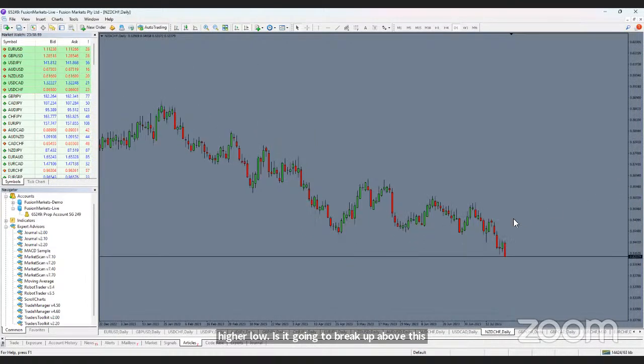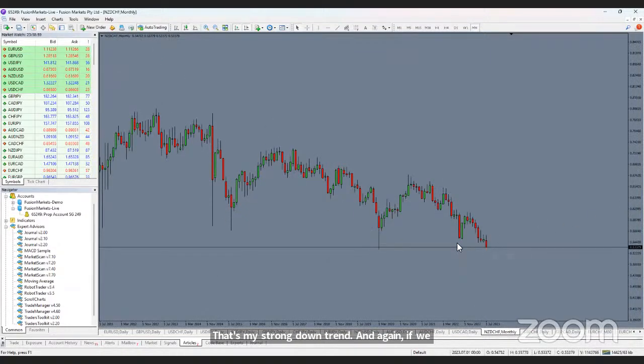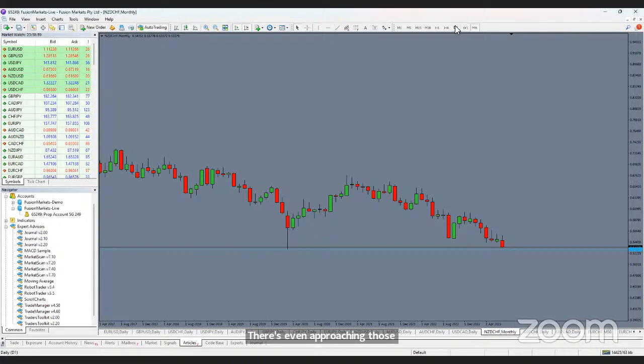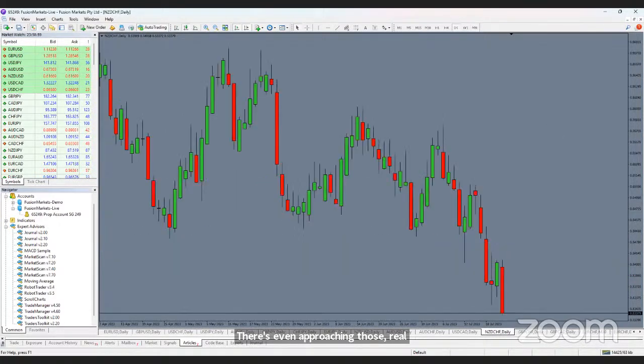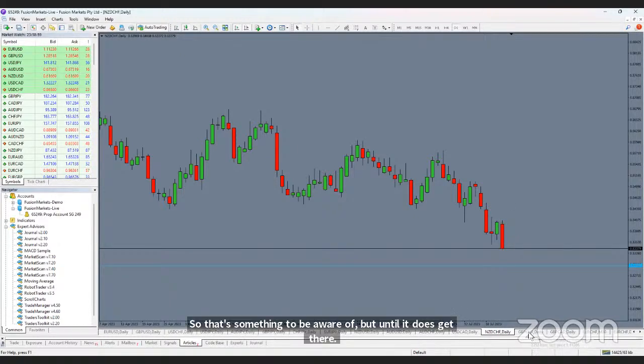Kiwi Swiss, I'm bearish. That's a nice strong downtrend. And again, if we look at the monthly time frame, it's not really been much lower than this. Back in 2020, there was this spike here, even approaching those real lows of that spike. So that's something to be aware of. But until it does get there, I'm remaining bearish.